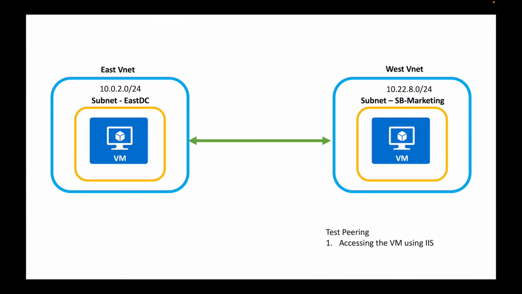All right, so what we have here is two virtual networks. We have a virtual network in the East US, and then we have a virtual network in the West. In the East US, the subnet is going to be 10.0.2.0/24, and the name of that subnet is the East DC. We have a virtual machine in that East DC, a Windows 11 machine. Over on the other side, we have a West VNet virtual network, and that's going to be 10.22.8.0/24. Within that network, we're going to have a subnet called SB Marketing.